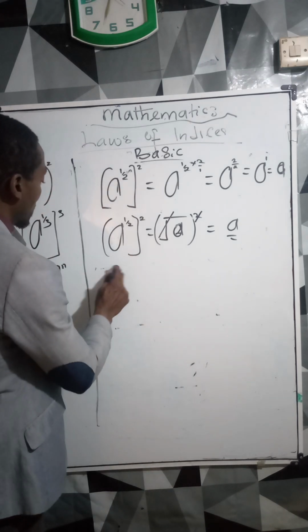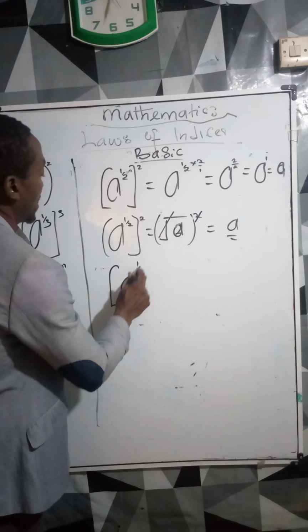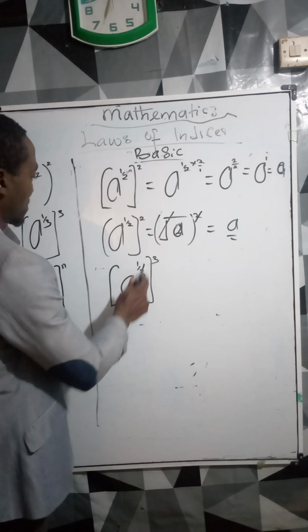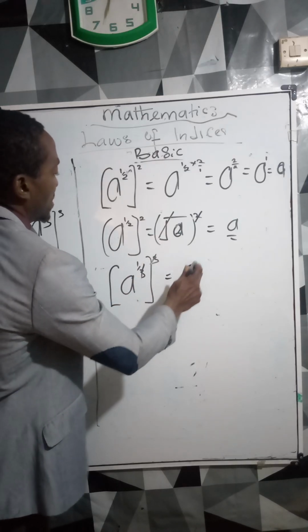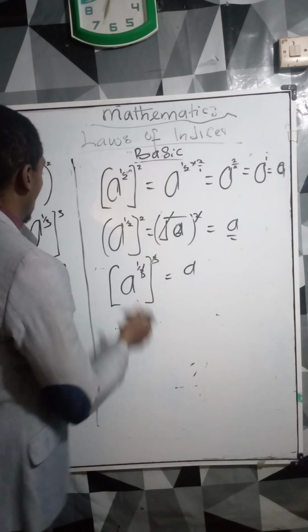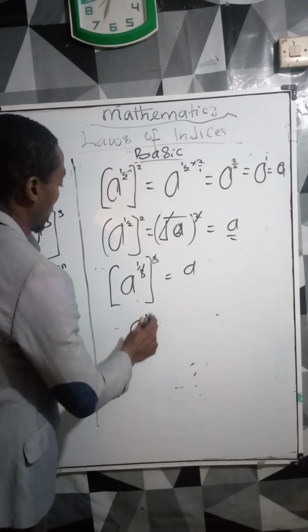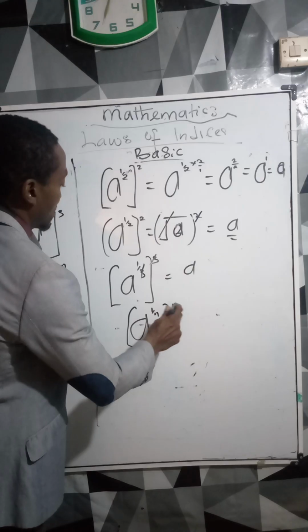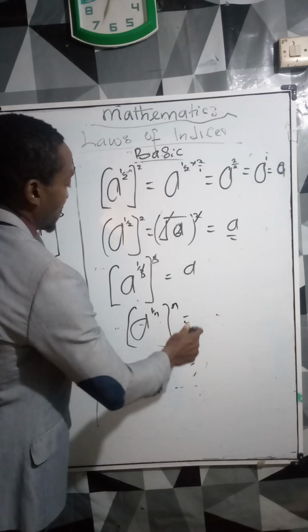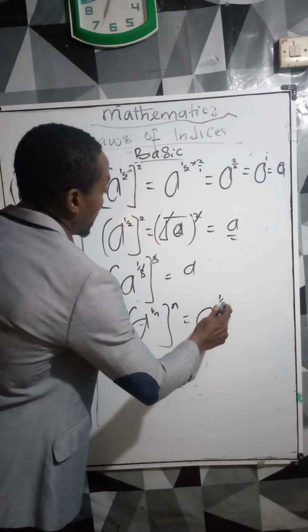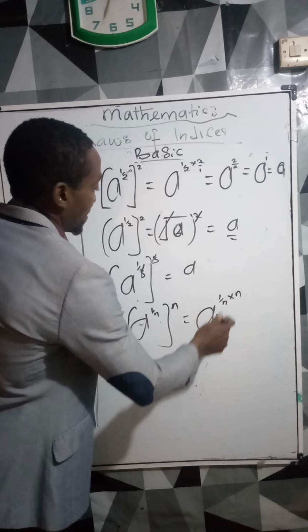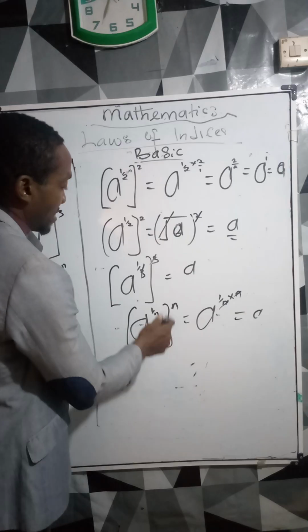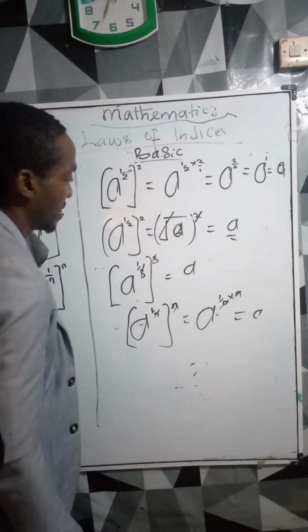Same thing, if they gave you this question: a raised to power 1 over 3 with 3 outside. Simply don't stress yourself, just use this 3 to cancel this 3. It will just give you a. Same thing, if they give you a raised to power 1 over n in a bracket, with n outside, these are laws of indices. You can say a raised to power 1 over n times n, n cancels n, and we have a. Or you can cancel from outside, this cancels this, and you have your a. That's it.